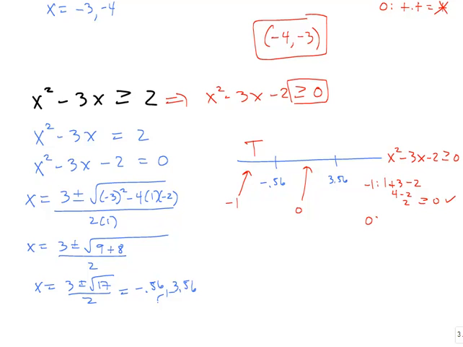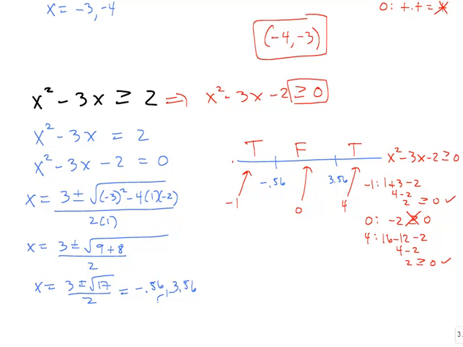So let's test 0. If I plug in a 0, this x squared goes to 0, this 3x goes to 0, so all we have left is that negative 2, and negative 2 is not greater than or equal to 0, so this is going to be a false interval. For the last interval, we want to try something bigger than 3.56, so maybe 4. 4 squared is 16, minus 3 times 4 is 12, minus 2 is going to give me 4 minus 2 or 2, and that is greater than or equal to 0. So that is also true.